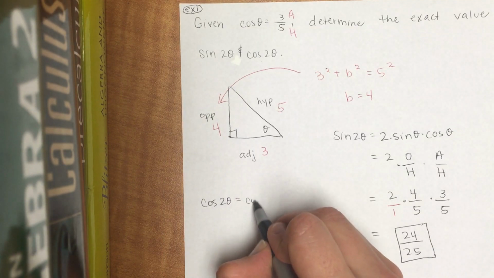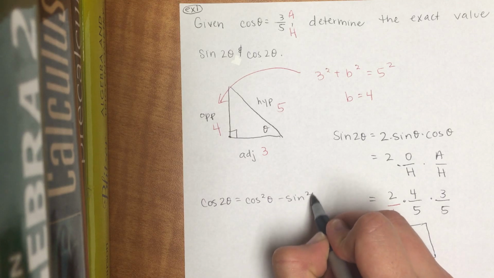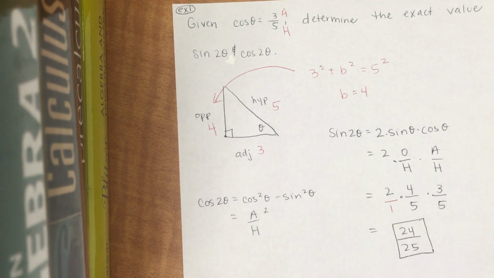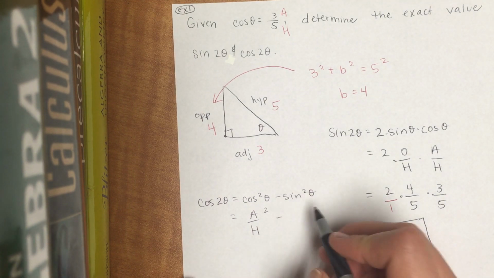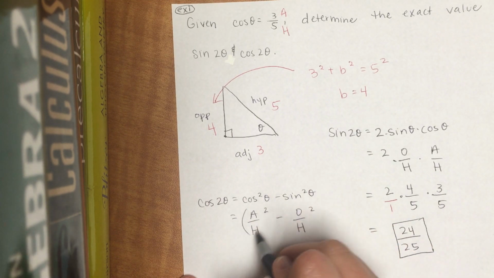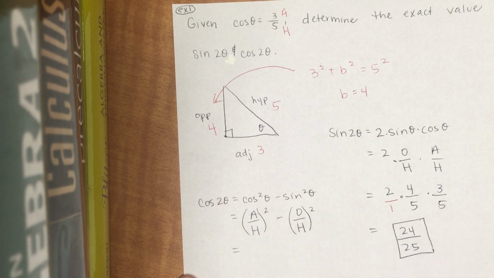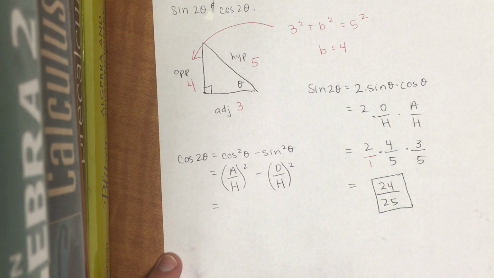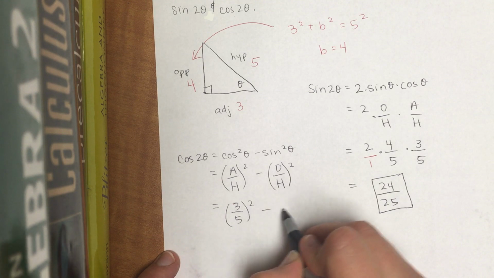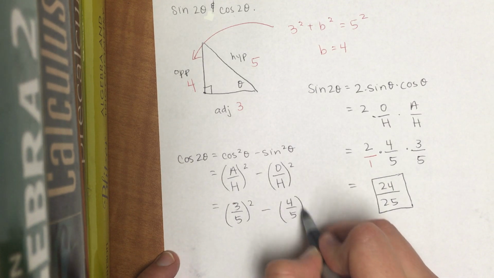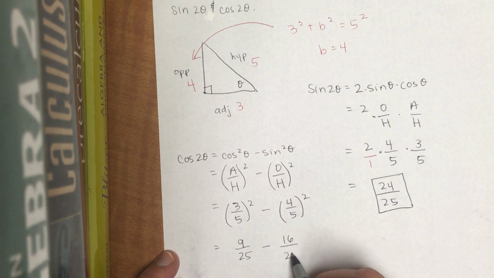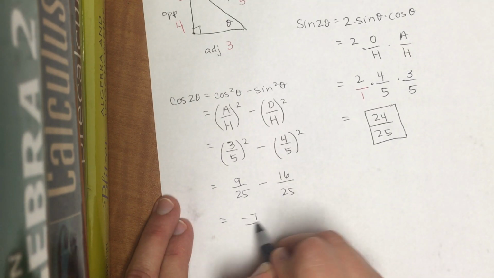So let's write out cosine squared theta minus sine squared theta. Replace cosine with the CA fraction. Cosine was squared, so I need to square my CA fraction. Replace sine theta with the SO fraction. Sine theta was squared, so I need to square the SO fraction. You don't have to write this step. I'm just trying to be clear for your notes. All right, now I'm going to actually fill in my numbers. So the CA fraction is 3/5 all squared. The SO fraction is 4/5 all squared. So that is 9/25 minus 16/25 for a total of -7/25.